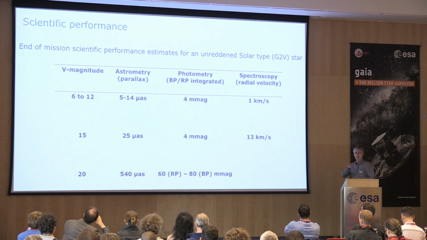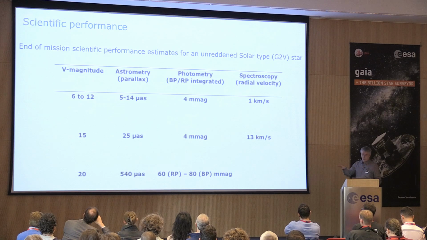It's all about accuracies, and I think there will be sessions on photometry, so we will hear more about the precisions and accuracies of what is achievable. When we go to spectroscopy and radial velocities at the 15th magnitude, we are talking about 13 kilometers per second. When we go to the really faint end photometry, then the integrated photometry, we are talking about 60 to 80 millimagnitudes. For astrometry, we are talking about half a milliarcsecond parallax errors.